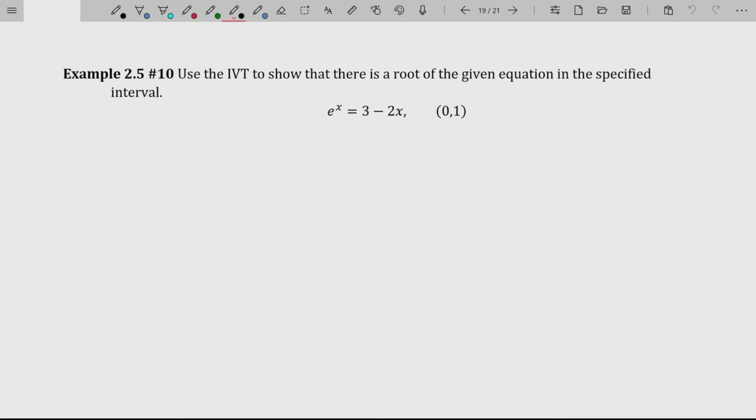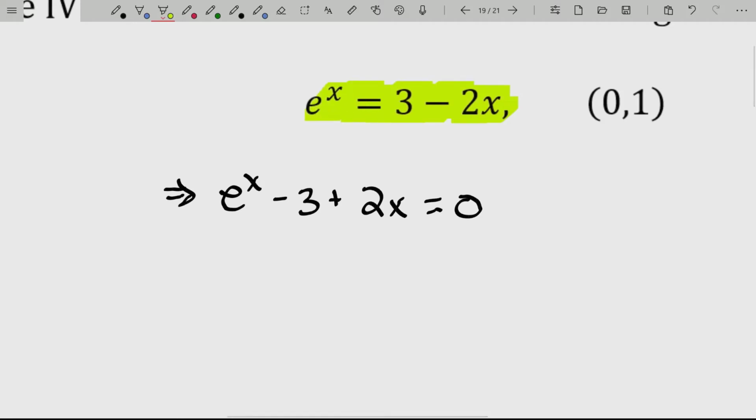For example, use the intermediate value theorem to show that there is a root of the given equation in the specified interval. So the equation is e to the x equals 3 minus 2x, and the interval 0 to 1. Everybody has a different way of doing this. I personally love to move everything to one side. If this equation is true, then the equation down below, e to the x minus 3 plus 2x equals 0, is also true. They're the same equations. One's just manipulated from the other.